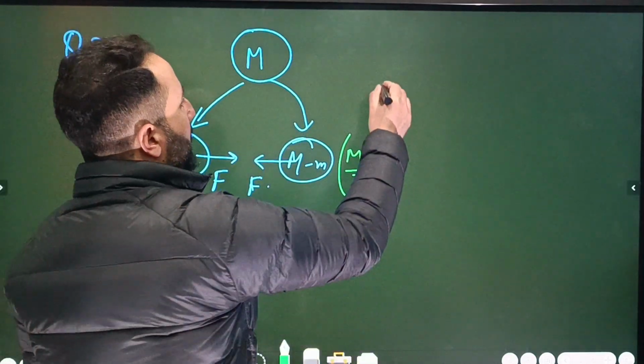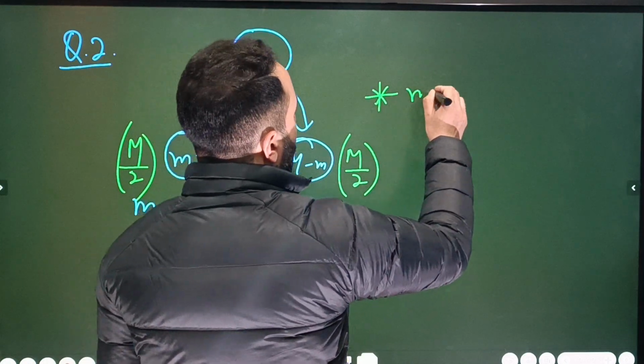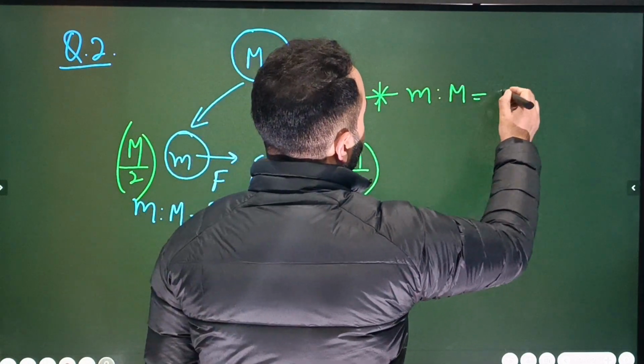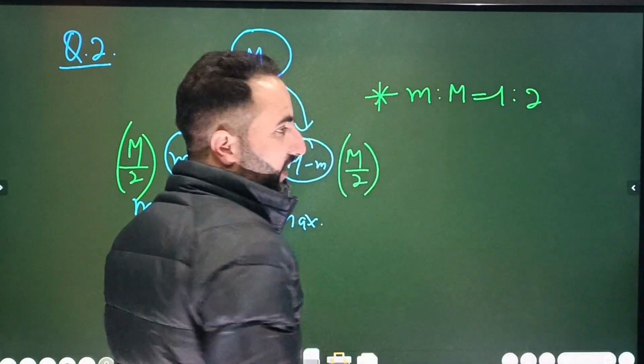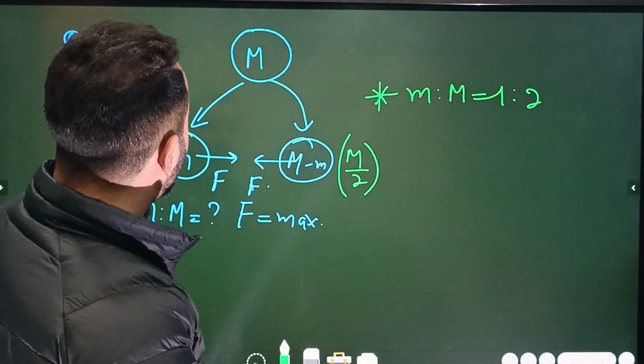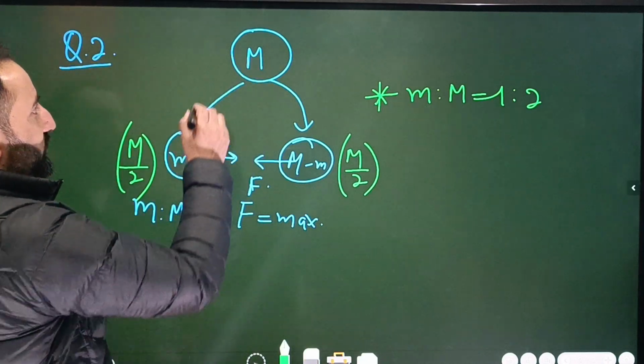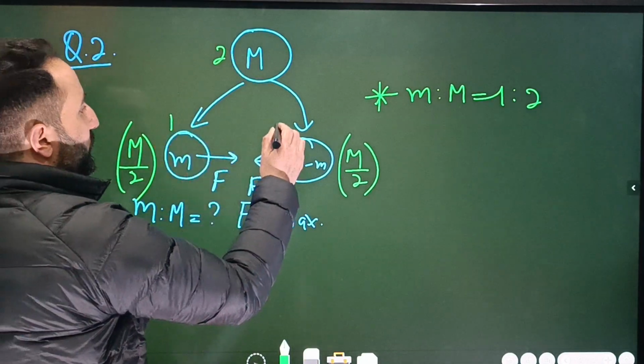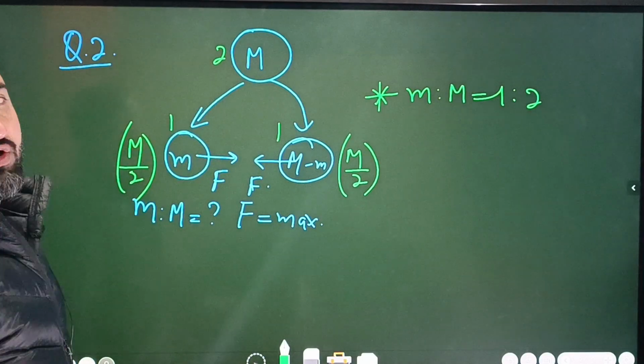ठीक है ना बेटा? So that means अगर आपको निकालना है बेटा small m is to capital M तो आंसर है बेटा आपके पास 1 is to 2. That's it. The problem is done. ठीक है बेटा? Small m is to capital M is equal to 1 is to 2. So for example this is 2, then this is 1, this is 1. So the ratio between these two is equal to 1 is to 2.